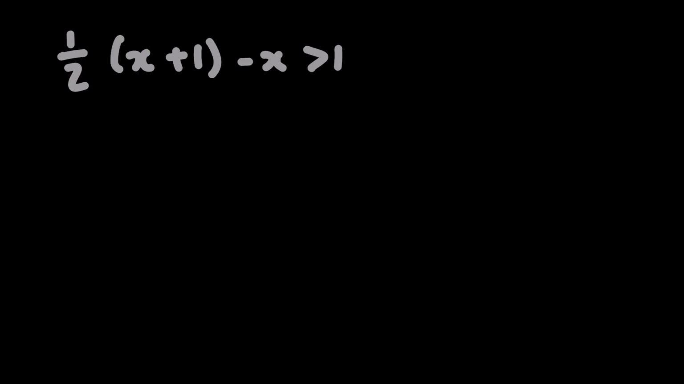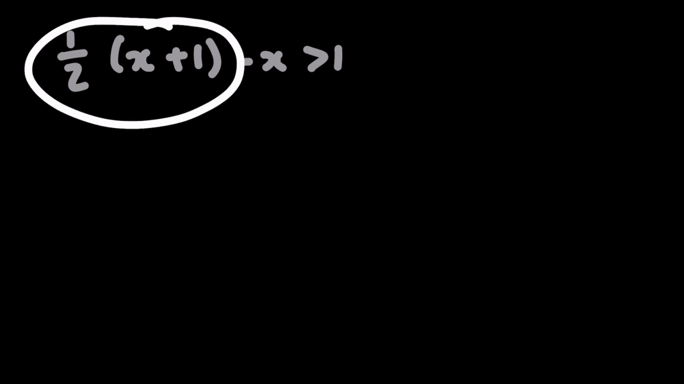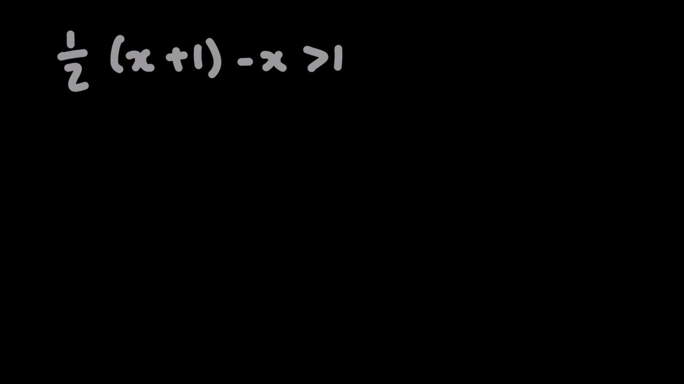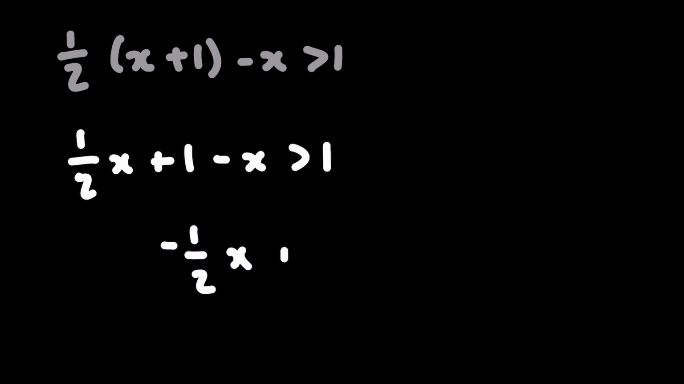Now have a go at this question here. Pause the video and give it your attempts. So the way I would solve this question is I would first expand the brackets. There are many ways to solve it, but I prefer to expand. So I would expand by saying a half x plus 1 minus x is greater than 1. And I can simplify this by combining the x terms. So a half x minus 1x is the same as minus a half x plus 1 is greater than 1.